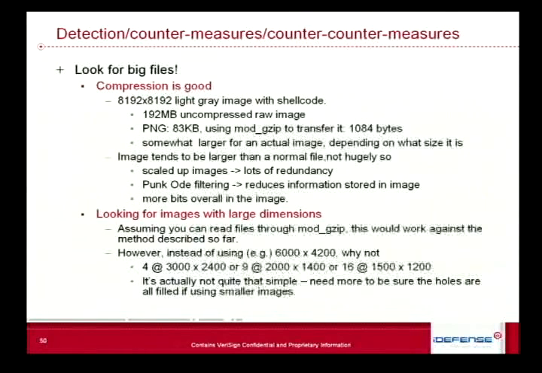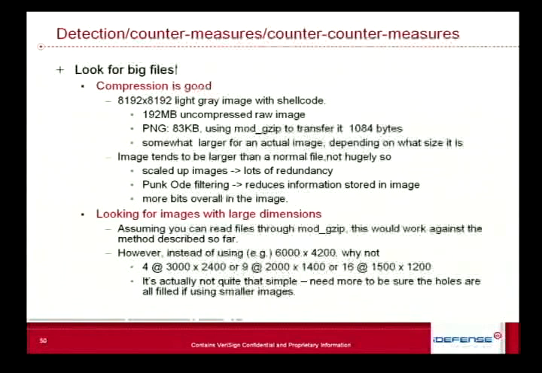The images tend to be larger than a normal file, but not hugely so. They're scaled up images, which just means they've got a lot of redundancy added, and that's what compression gets rid of, just the redundancy. So you're repeating the same stuff over and over again, and it compresses pretty well. The filtering also reduces the total information which is stored in the image. The filtering makes it so you only have valid no-op bytes. So rather than have the full range of 256 values each pixel can have, you have quite a bit smaller than that. There tends to be more bits overall in an image than the same image which has been scaled up. But overall, they're slightly larger.